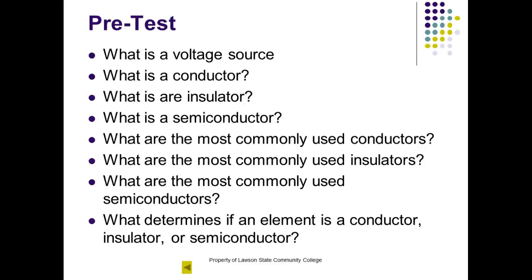What are the most commonly used semiconductors? We'll find that out. Silicon and germanium, the two most. So what determines if an element is a conductor, an insulator, or a semiconductor? And that's what we're fixing to talk about.